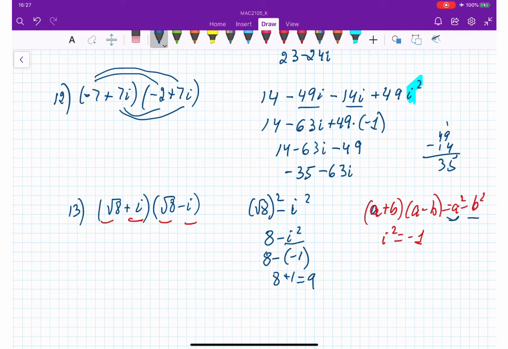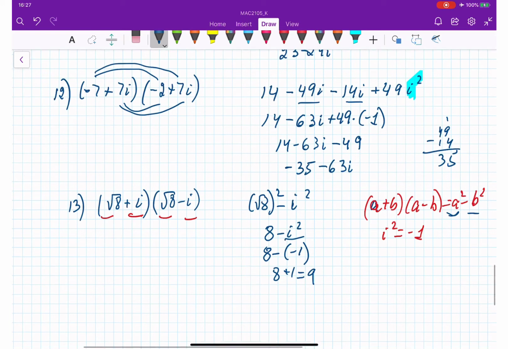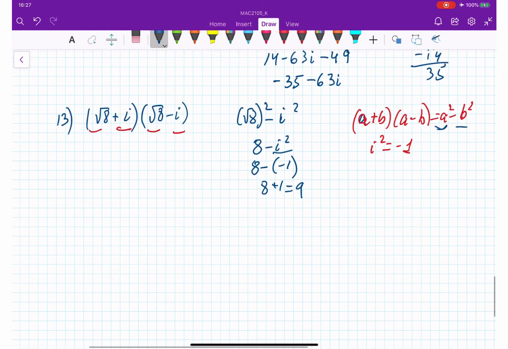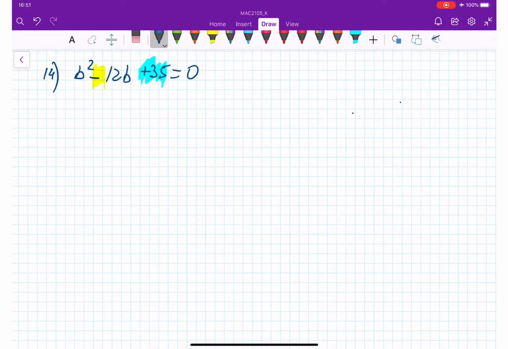Let's see. Moving to question number 14. Question number 14 is b squared minus 12b plus 35 equals 0. This one, we are going to solve the equation by the zero factor property, which means here we are going to break down into factors. Okay? How are we going to break into factors?